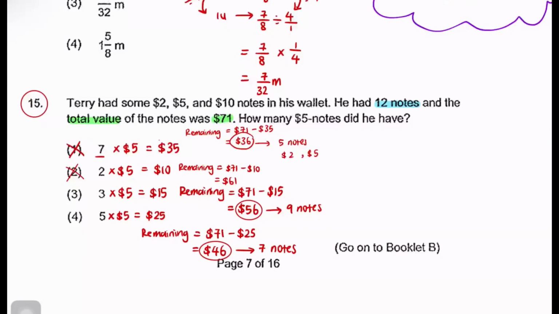This question needs some thinking. 5 times 5 is 25, correct? 71 minus 25 is 46. 12 minus 5 is 7. 7 times 5 is 35. Oh God, I made a mistake. You guys didn't spot it.